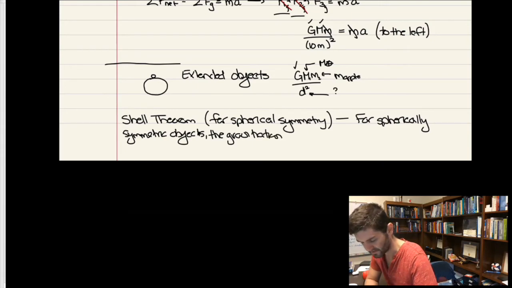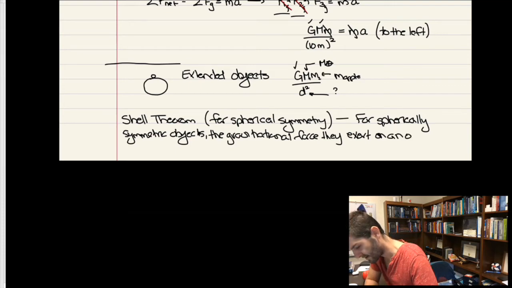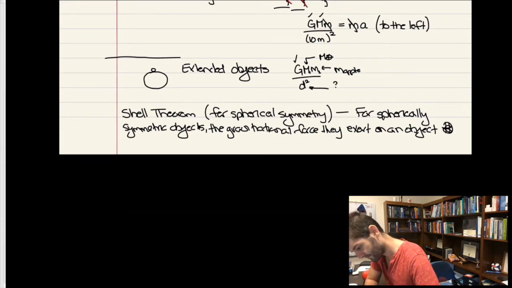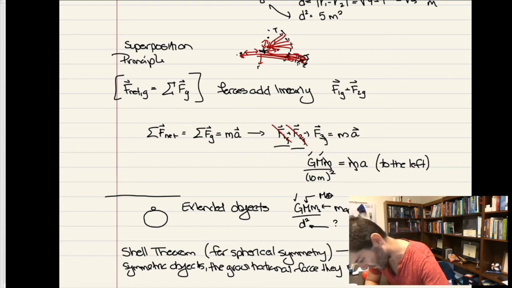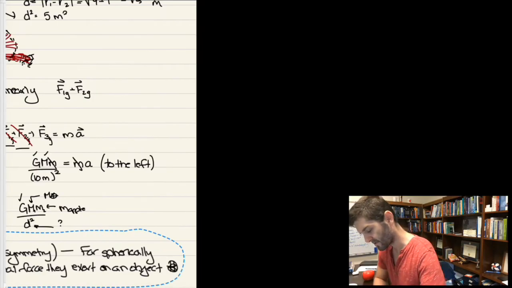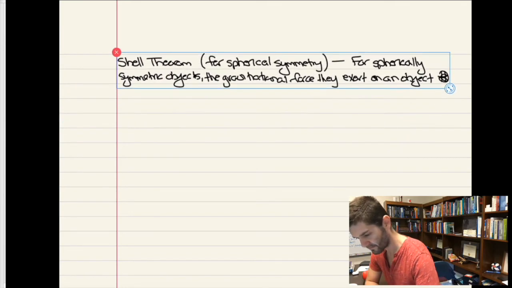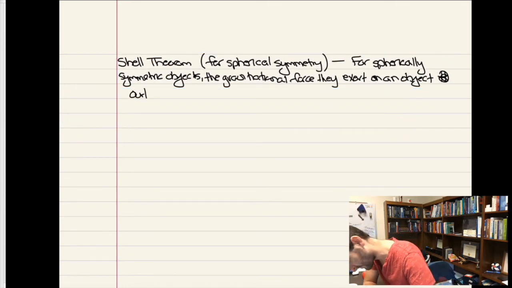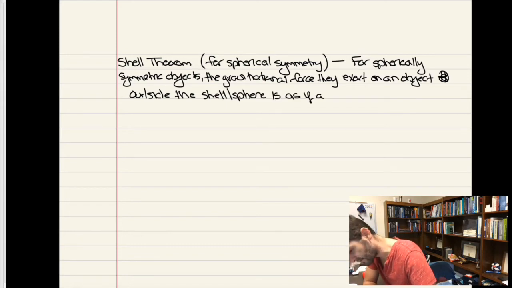the gravitational force they exert on an object outside, I'm out of space. I'll copy and paste this over. For spherically symmetric objects, the gravitational force they exert on an object outside of it, so outside the shell, outside the sphere, is as if all the mass were concentrated at the center.